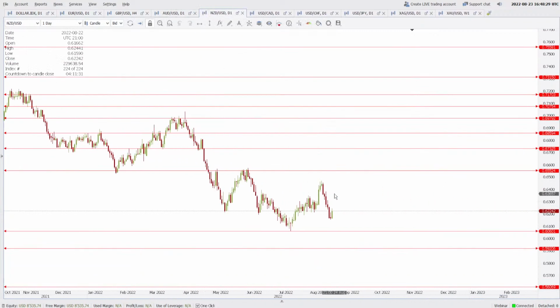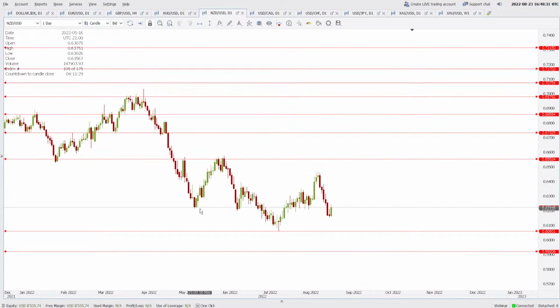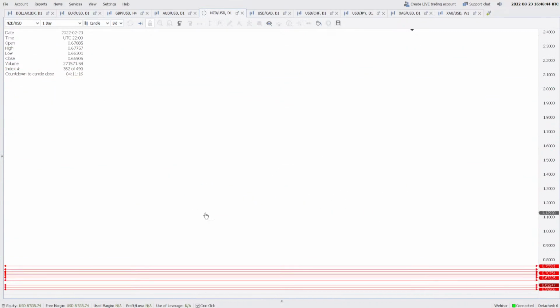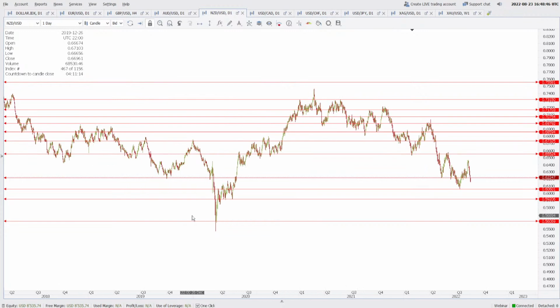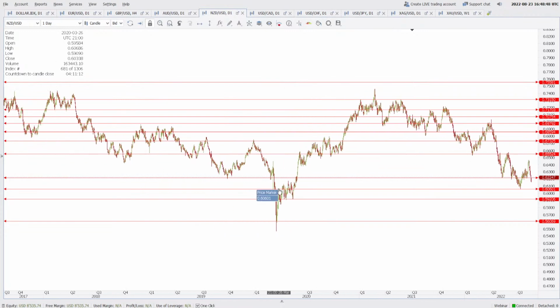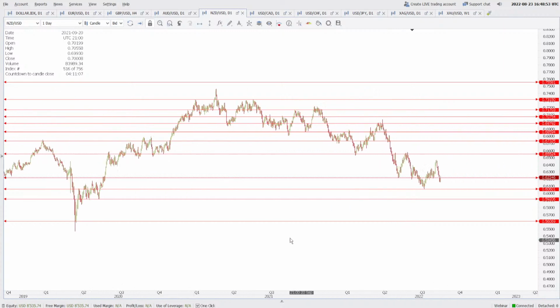When we talk about the New Zealand dollar, actually this was a line. I have removed it from here. I think for some reason I removed it, but now I am putting it back here. You see, this was an important support here and here also, and in the past also. Okay, and also in the past this was a good support here. So I'm putting it back here.